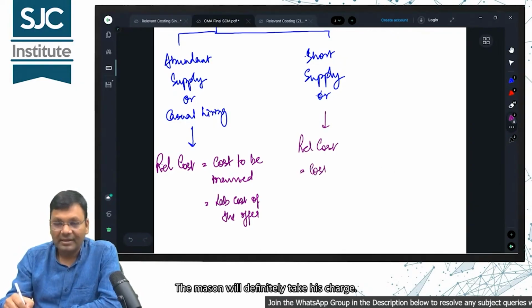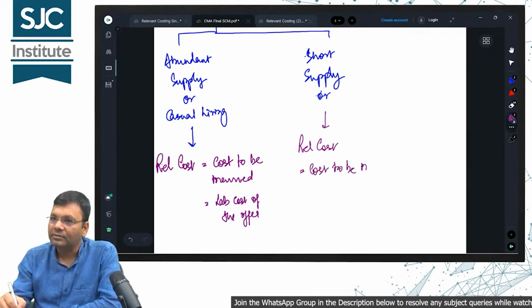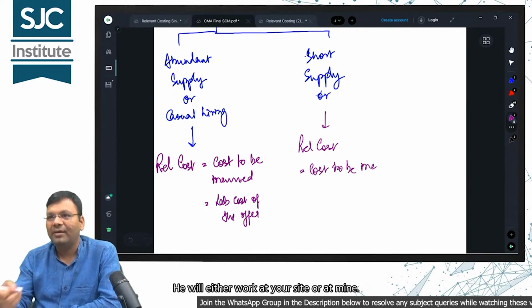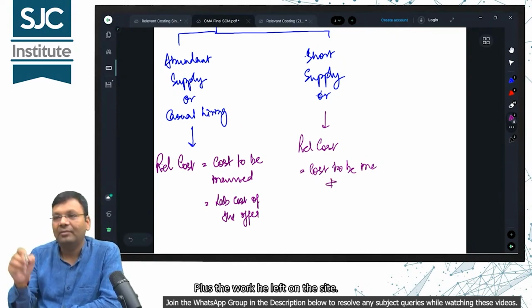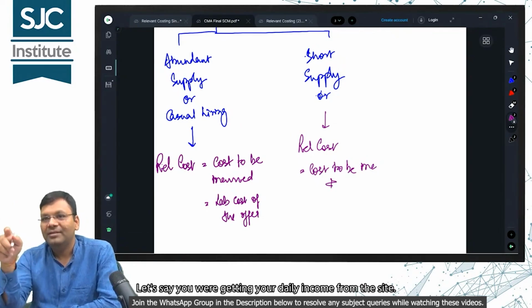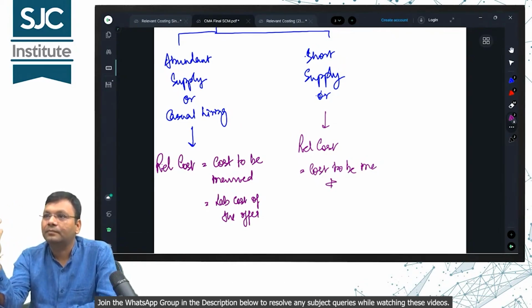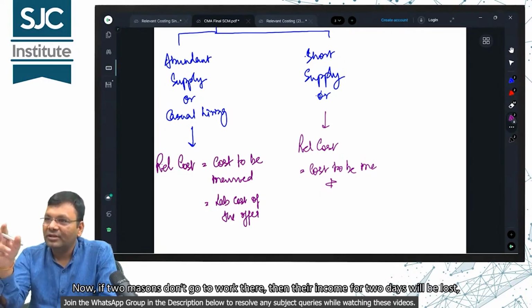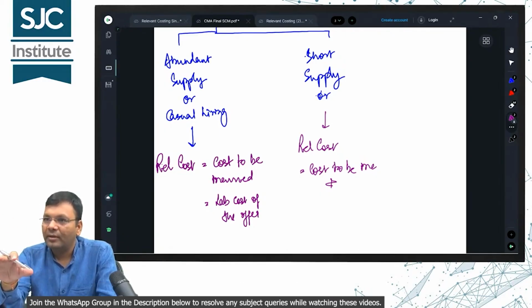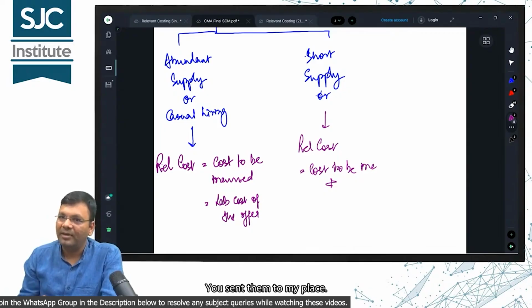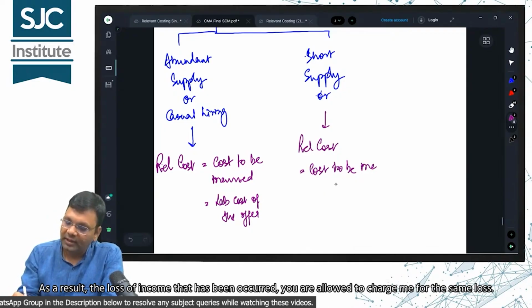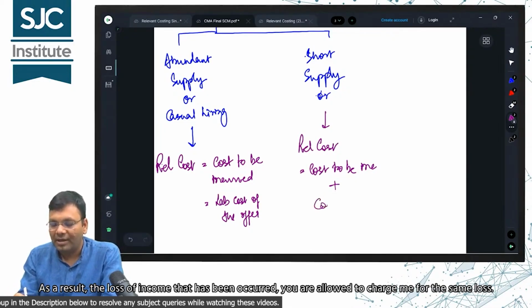The mason will definitely take his charge. It can't be avoided. He will either work at your site or at mine. Plus the work he left on the site. Let's say you were getting your daily income from the site. Now, if 2 masons don't go to work there, then their income for 2 days will be lost. As they're working at my place, you send them to my place. As a result, the loss of income that has occurred, you are allowed to charge me for the same loss.